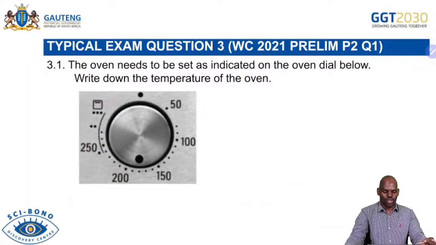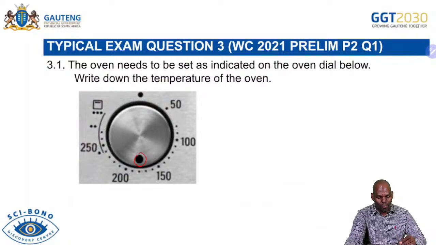Okay, then the next question is the oven needs to be set as indicated on the oven dial below. Write down the temperature of the oven. So the temperature of the oven, there it is, the reading point. So it's between 150 and 200, but we need to get the exact amount there. In order to get the exact amount, you must be able to divide the intervals. If you look between 150 and 200, there's about 1, 2, 3, 4, 5 spaces.